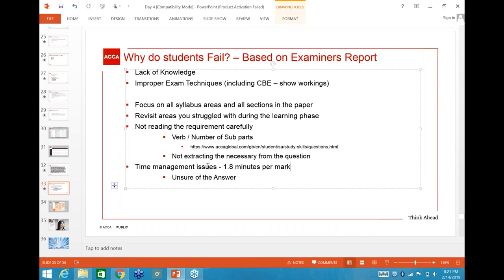Time management issues, 1.8 minutes per mark, if you can remember. Final tip. What if you're unsure of the answer, especially with an MCQ? So let's say you have an MCQ.